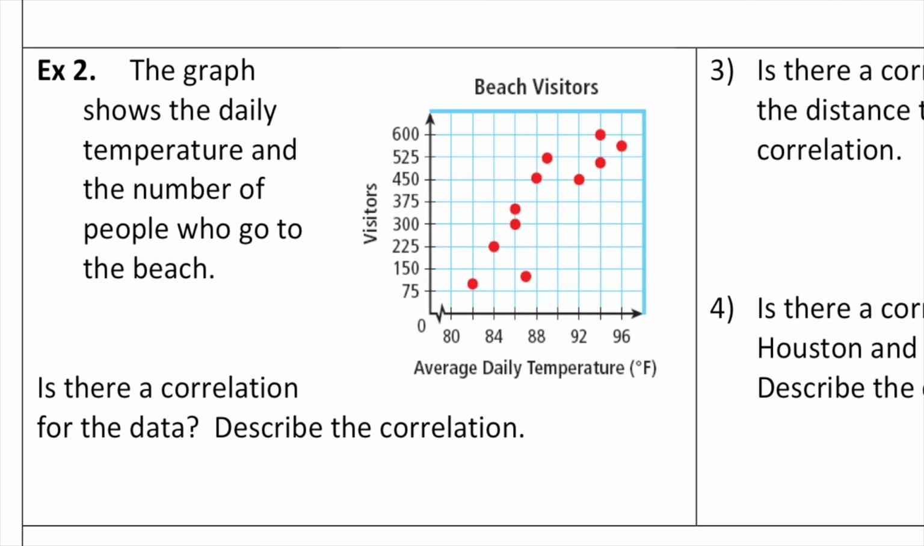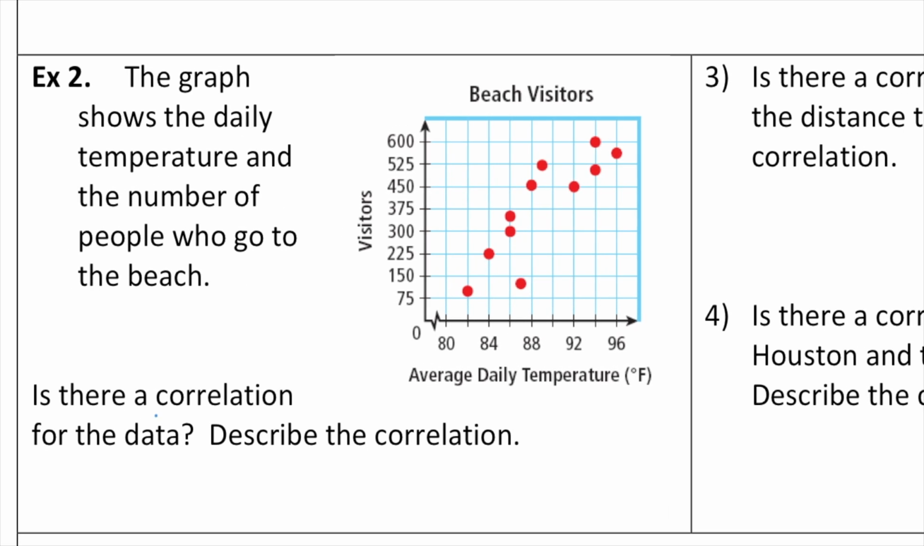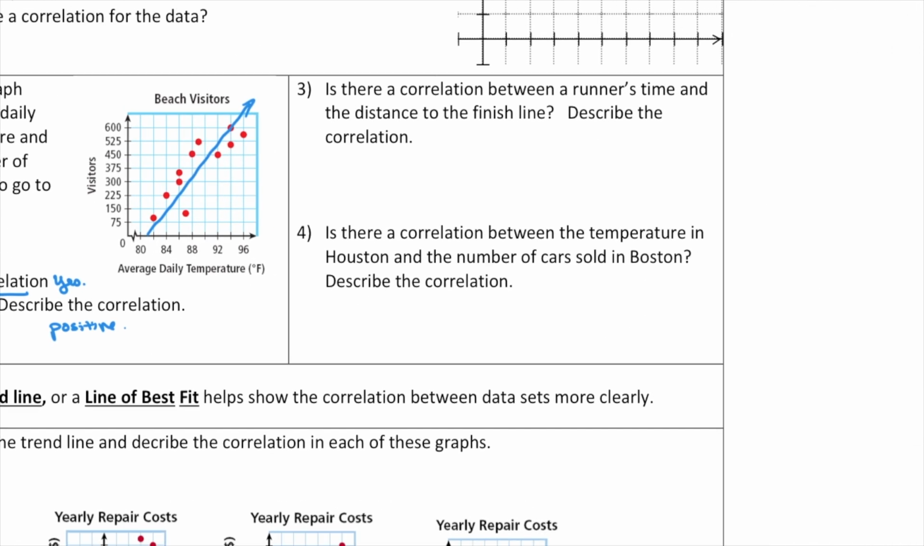Let's look at example 2. The graph shows your daily temperature and a number of people that go to the beach. Is there a correlation for the data? As we take a look at this data, do you notice if I draw a line downward, that does not look like my data. If I draw a line here, I don't have data points above or below, so that doesn't look right. I'm going to draw my trend line so that some of the values are above my line and some of the values are below this line. So is there a correlation? Yes, there's definitely a correlation. Describe this correlation. The correlation is positive and traveling through the data.